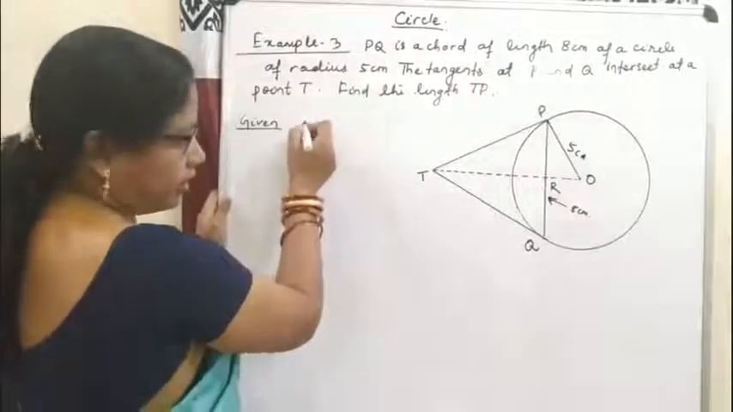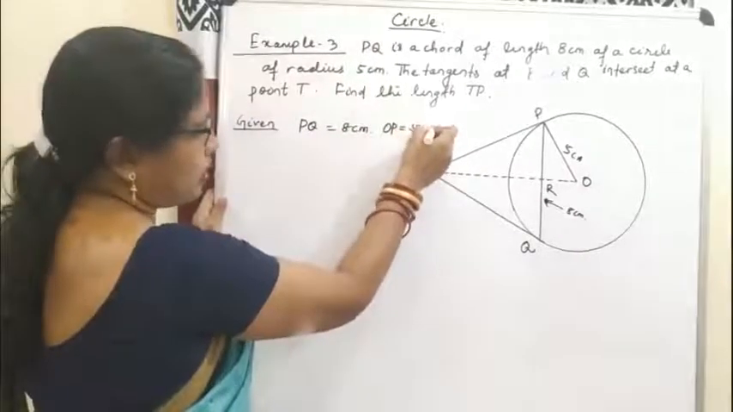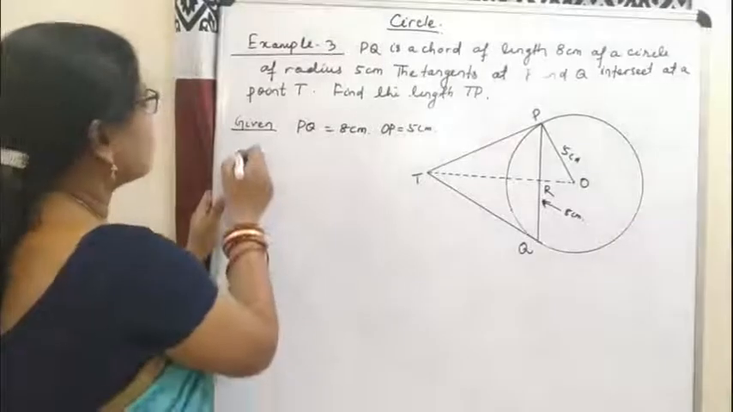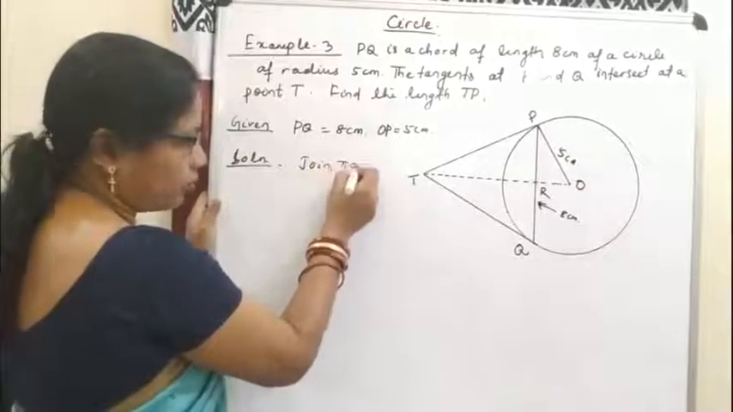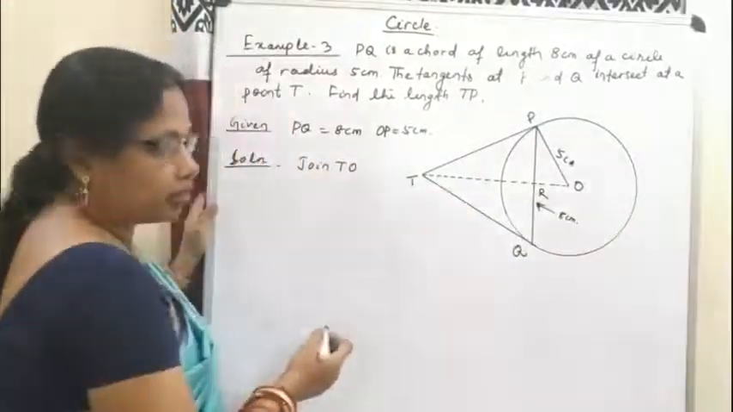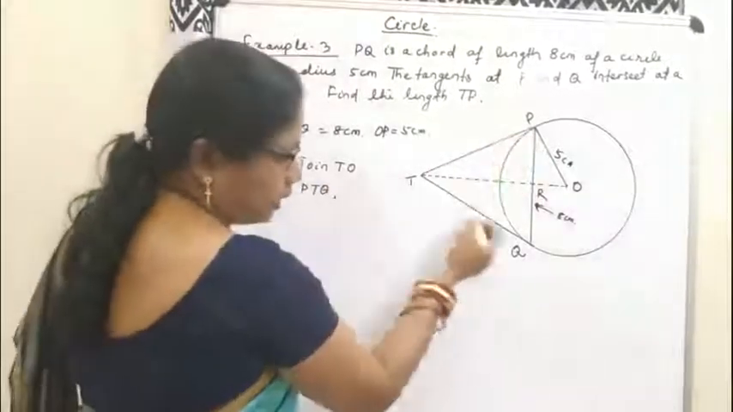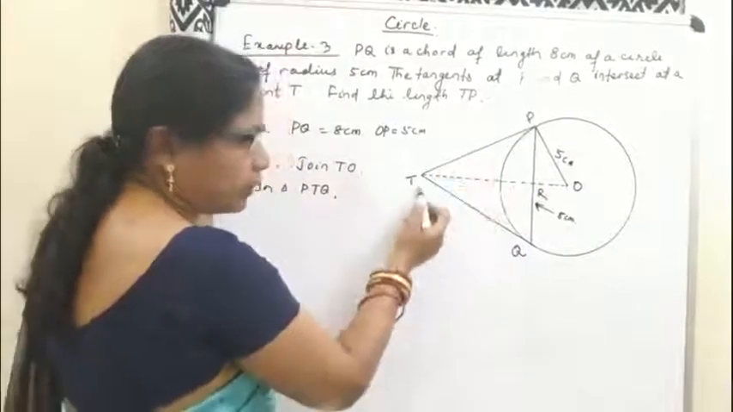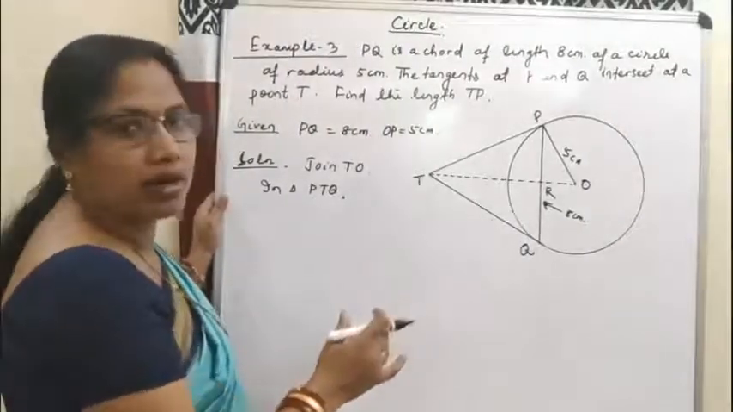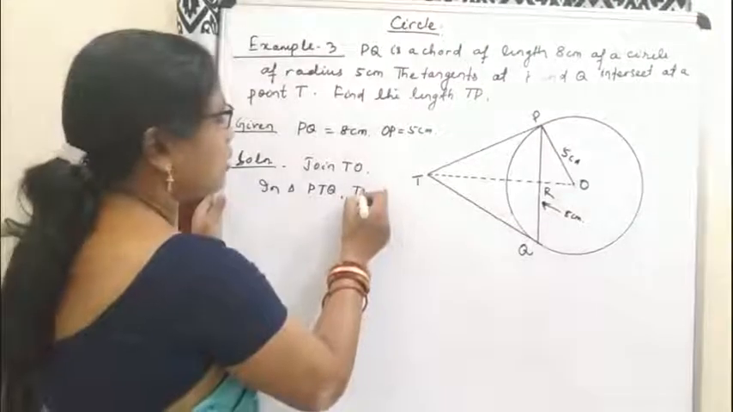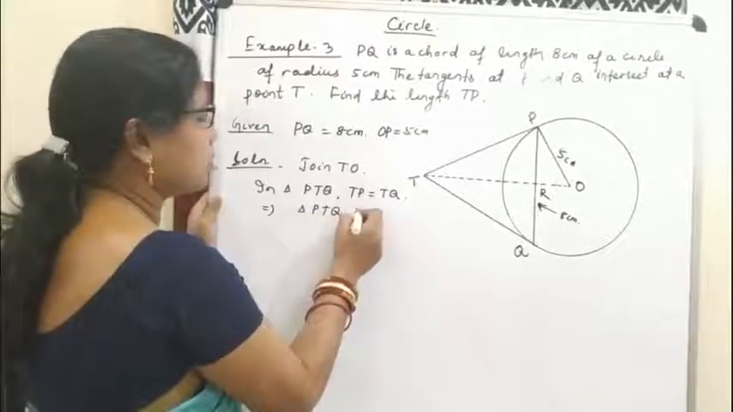So it is given that PQ is equal to 8 cm and OP is equal to 5 cm. We have to find TP. So solution. Join TO. I have already joined TO. So in triangle PTQ, we know that TP is equal to TQ, because the tangents drawn from an exterior point to a circle have equal length. So TP is equal to TQ. So this implies triangle PTQ is isosceles.